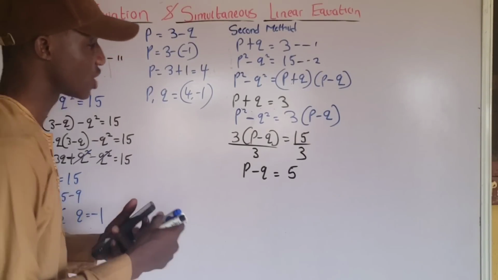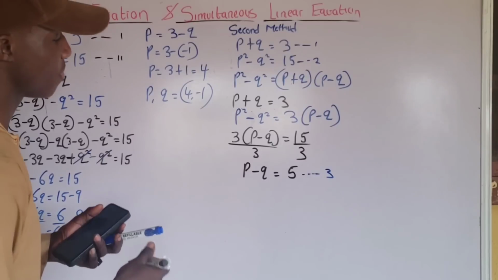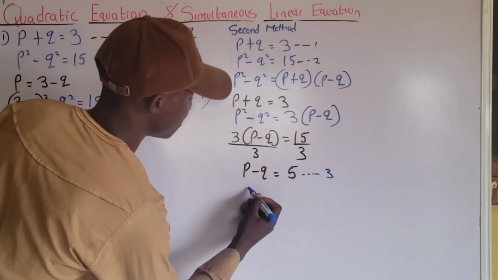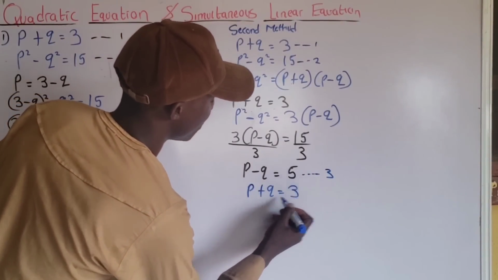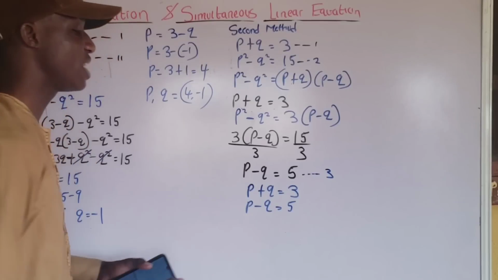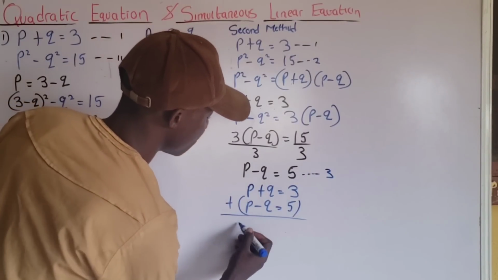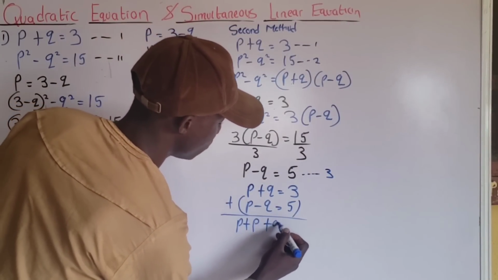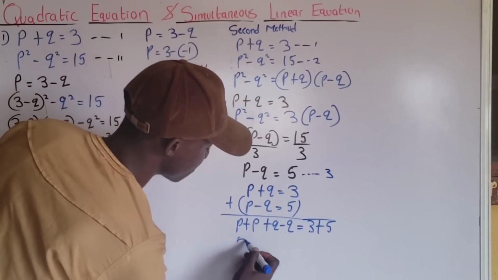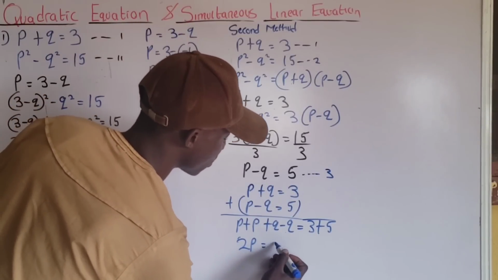Now let us call this equation 3. Now combine equation 1 and equation 3. So I'm going to have equation 1 is p plus q equals 3, and equation 3 is p minus q equals 5. Now we can easily eliminate q by adding both equations. So if you sum both equations, we are going to have p plus q minus q is equal to 3 plus 5. You understand? Okay, I'm going to have 2p now, plus q minus q will give us 0. So I'm left with what? 2p is equal to 8.